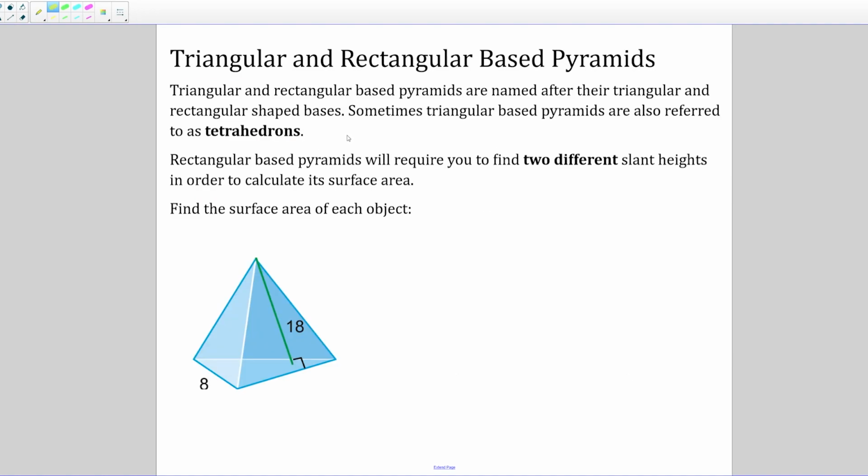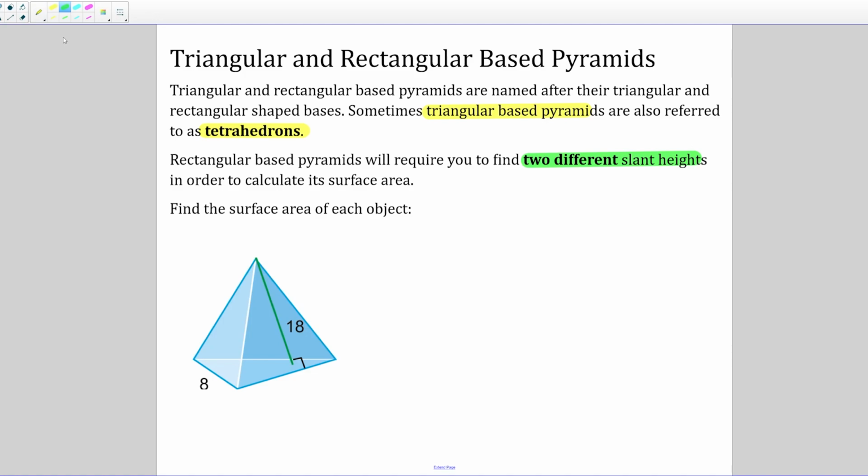Along with square-based pyramids, sometimes you will also encounter triangular and rectangular-based pyramids. Sometimes we call these triangular-based pyramids tetrahedrons. One thing about rectangular-based pyramids is they will require you to find two different slant heights in order to calculate their surface areas. And we'll take a look at that after this first example.